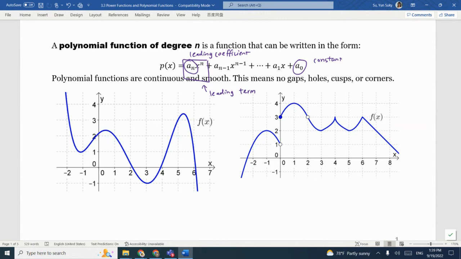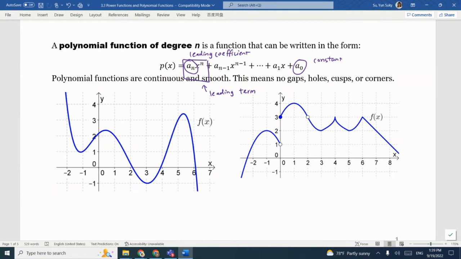Okay. And polynomials are continuous and smooth. Well, what does that mean? You can draw the picture without lifting a pencil from the paper. That is continuous and smooth. And this means no gaps, no holes, no cuts, no corners. So this is not continuous. See, you draw it and then you lift your pencil and start here again. So this is not continuous.